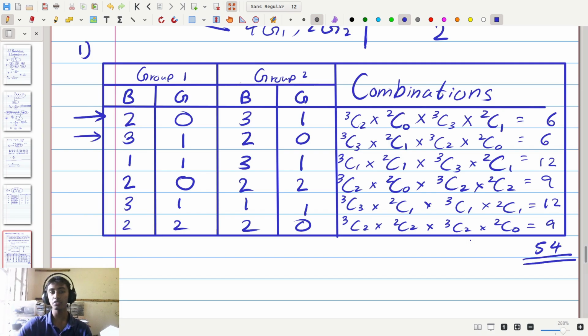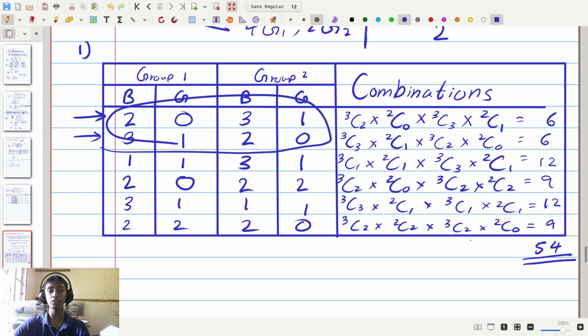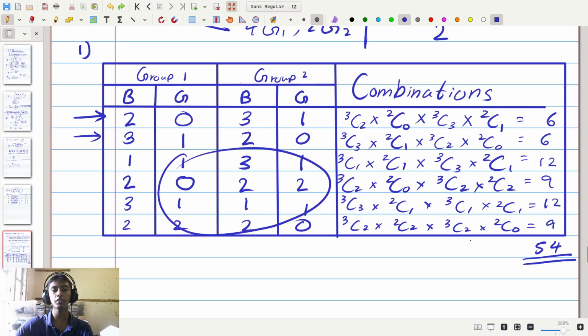We can see in the first option we have 0 girls from group 1 and 1 from group 2. In the second option we have 1 girl from group 1 and 0 girls from group 2. So therefore, these 2 are the options where we select only 1 girl for the overall committee. The rest of them are from the case where we select 2 girls for the committee. You can see 1 plus 1 is 2, 0 plus 2 is 2, 1 plus 1 is 2, and 2 plus 0 is 2.